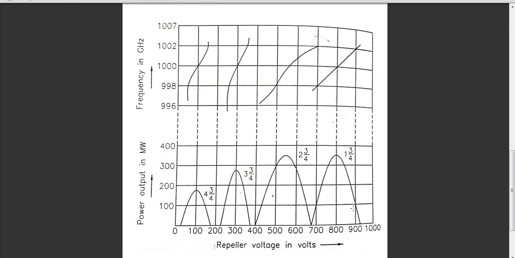So this is all about our reflex klystron, its construction, its working, its application, its voltage characteristics, and power output and frequency characteristics.